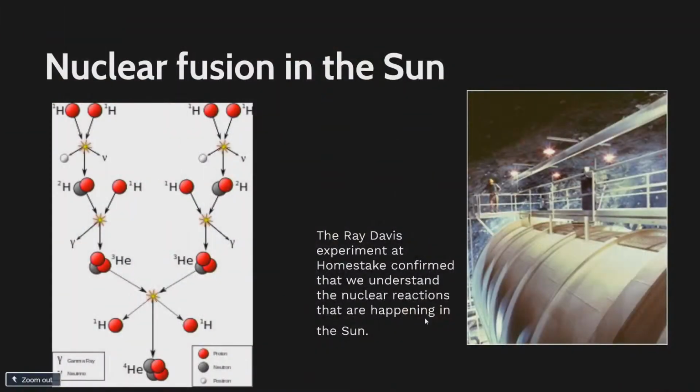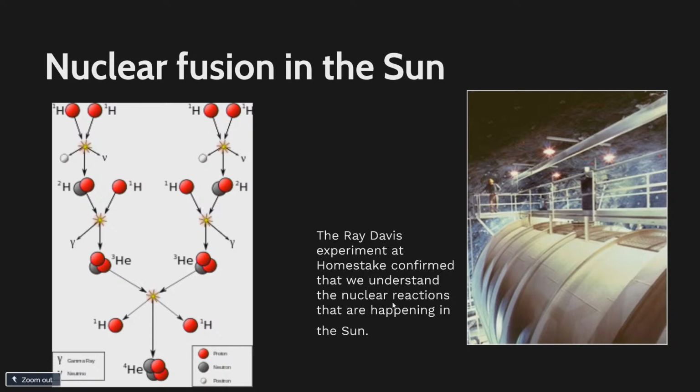And we can't really look into the core of the sun to see that that's really happening, but based on the light and the energy that's released, it's our understanding. And then in the 1960s, the Ray Davis experiment at Homestake confirmed that by measuring these neutrinos, it confirmed that we really do understand the nuclear reactions that are happening in the sun. So that is the first step.